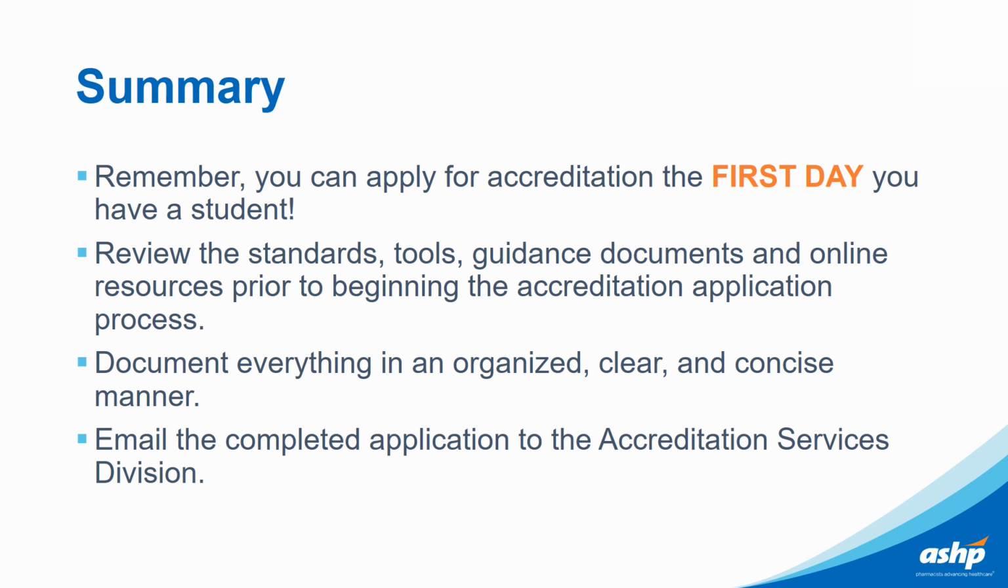In summary, there is a lot to consider during the application process when pursuing accreditation for your Pharmacy Technician Education program. You can apply for accreditation the first day that you have a student. Accreditation, once awarded, is retrospective to the day that you first applied. It is important to review all tools, guidance documents, standards, and online resources prior to beginning the accreditation application process. Follow all documentation requirements in an orderly, clear, and concise manner. Lastly, be sure to submit your application via email to the Accreditation Services Division.